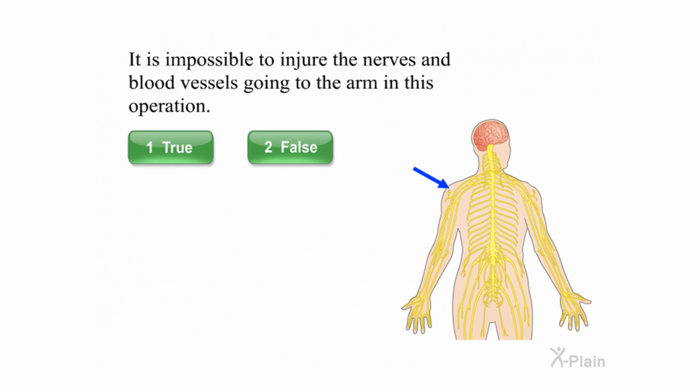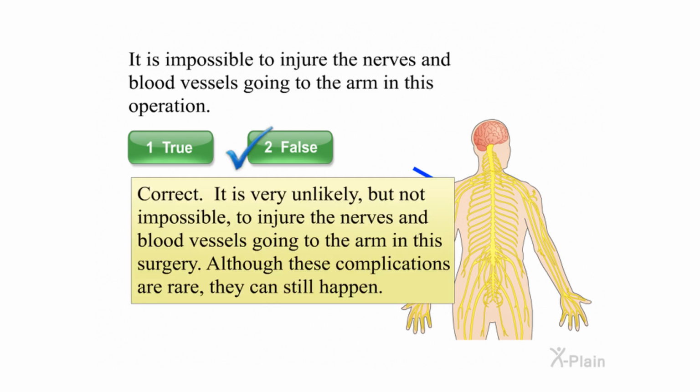It is impossible to injure the nerves and blood vessels going to the arm in this operation. Select true or false. Correct. It is very unlikely but not impossible to injure the nerves and blood vessels going to the arm in this surgery. Although these complications are rare, they can still happen.